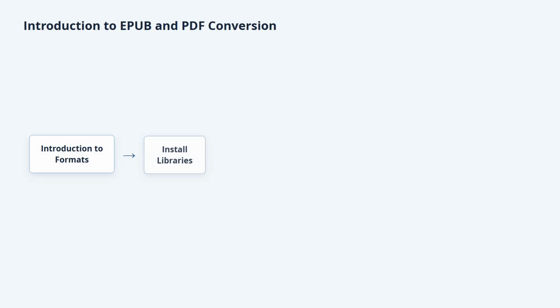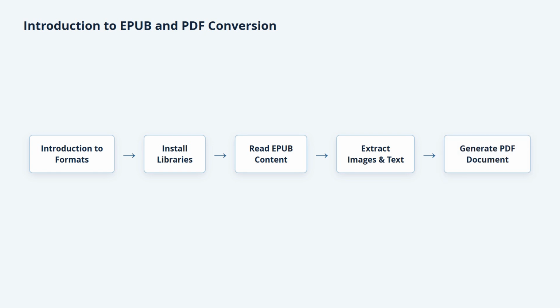Welcome to our tutorial on converting EPUB to PDF using Python. In this section, we'll start with the basics of EPUB and PDF formats and why you might want to convert between them. EPUB files are widely used for ebooks due to their flexibility and support for reflowable content, while PDFs are preferred for their consistent formatting across devices.